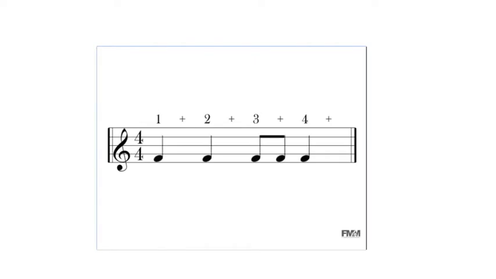In the first measure, we see that beats 1, 2, and 4 contain quarter notes, and beat 3 contains two eighth notes. The first eighth note in beat 3 will be counted as downbeat 3, and the second eighth note will be counted as the upbeat "and", like this. 1, 2, 3, and 4.